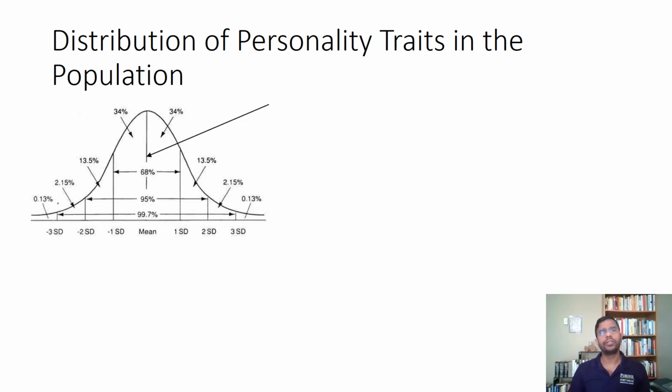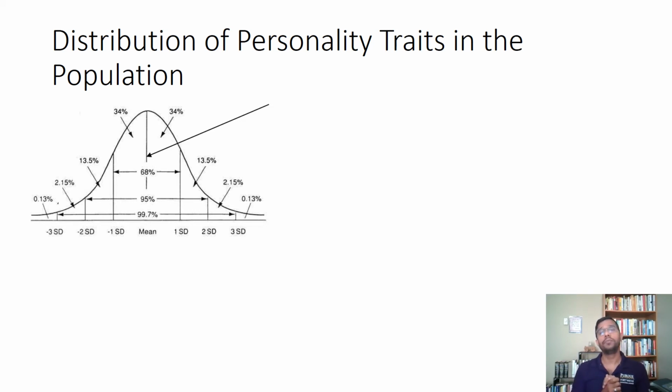The next question is, how are these big five personality traits distributed in the population? And the answer is they tend to be normally distributed. And you would remember what a normal distribution is from your statistics classes or from our discussion on IQ scores. IQ scores tend to follow a normal distribution, right?